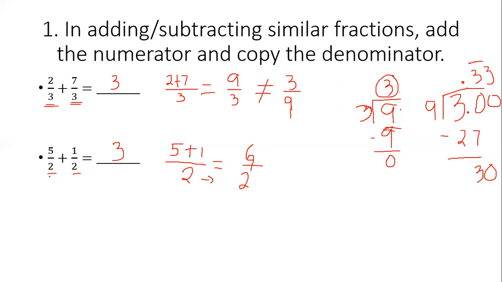But what if we are going to subtract? Okay? So, pag 5 over 2 minus 1 half. Ayan. We copy the base, the denominator. Then, we subtract. So, magso-subtract po tayo ng numerator. So, 5 minus 1 equals 4. Divided by 2. And the answer is 2.